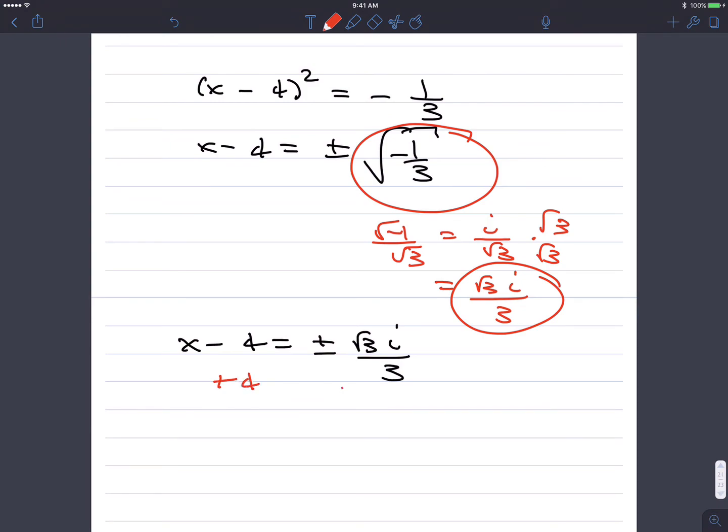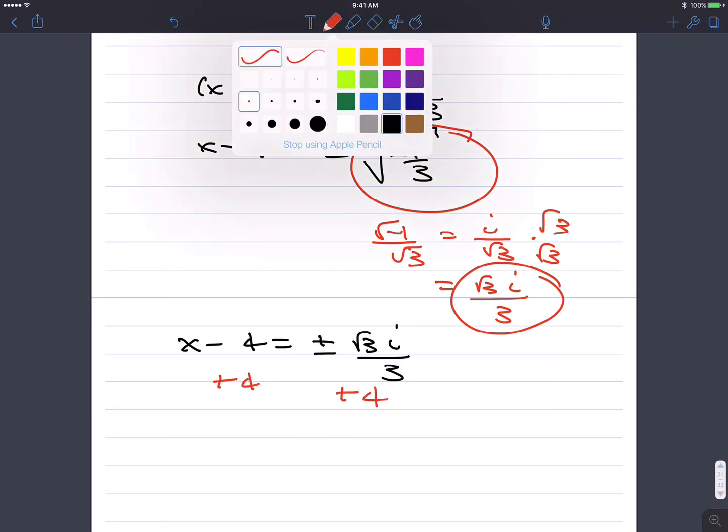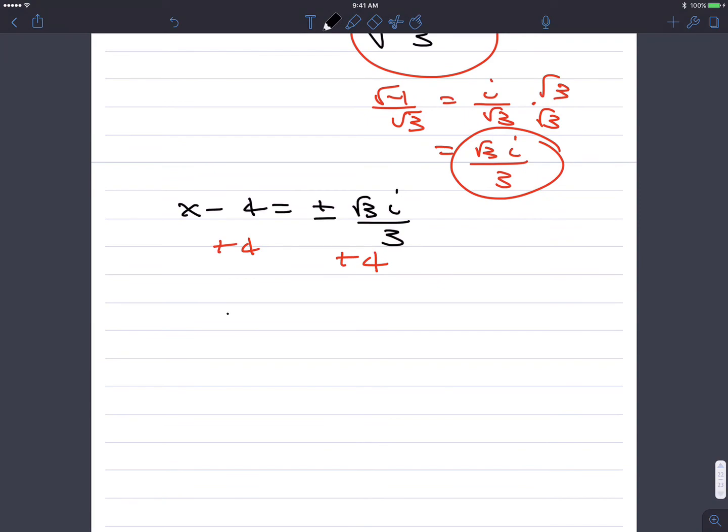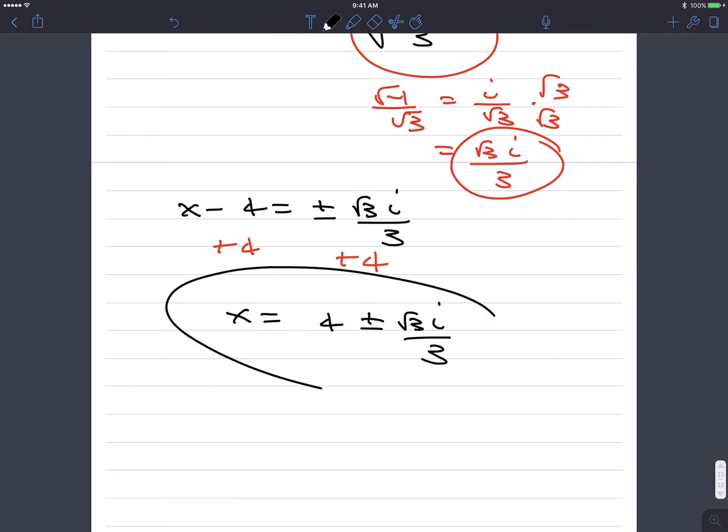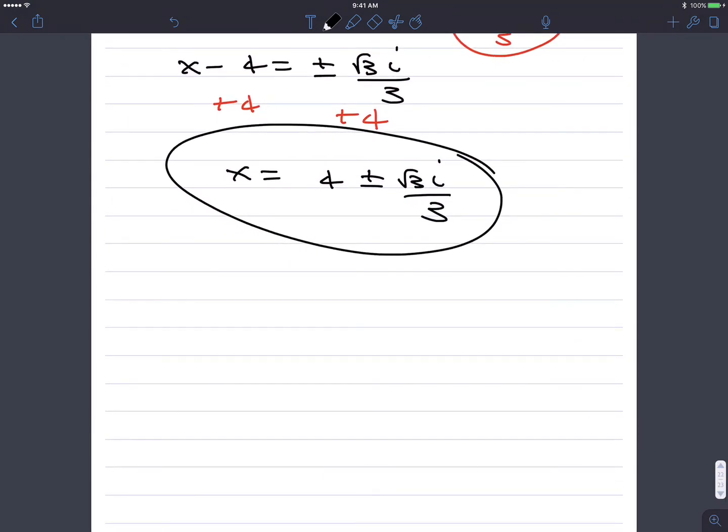x minus 4 is plus or minus the square root of 3 i over 3. You're going to add 4 to both sides. Here's what we end up with: x is 4 plus or minus the square root of 3 i over 3. And we're done. This is complex. These are complex numbers.